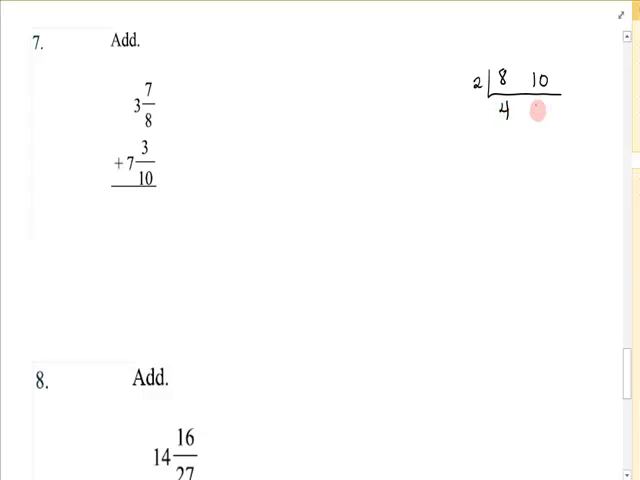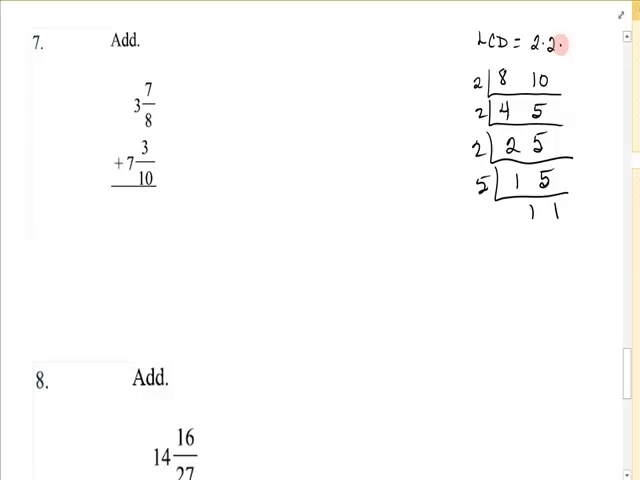That will give me 4 and 5. Divide by 2, that'll give me 2 and bring down the 5. 2 goes in there once, bring down the 5. Divide by 5. I have the least common multiple, or least common denominator, 2 times 2 times 2 times 5, which is 40. And you might have figured that out a different way.